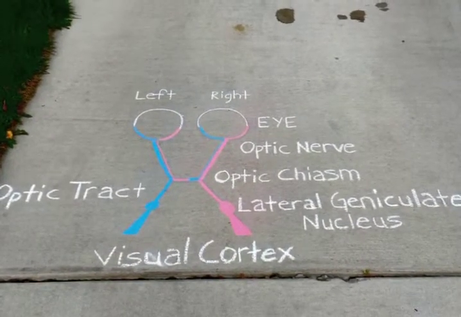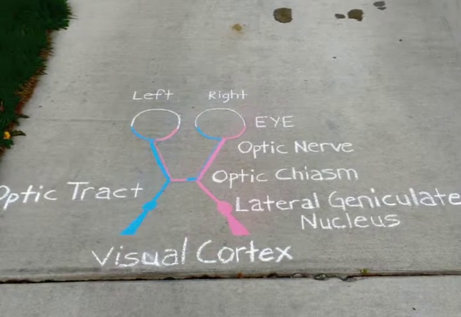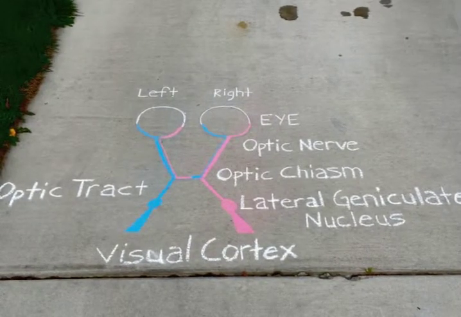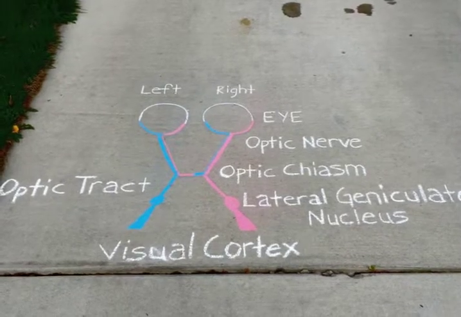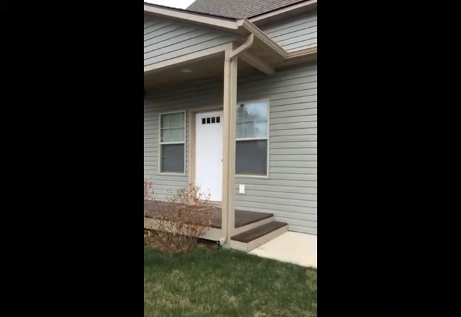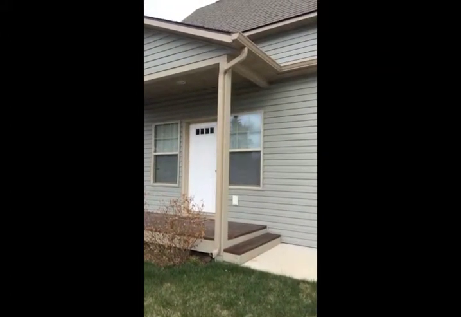From the retina, the first synapse is in the lateral geniculate nucleus of the thalamus. The next synapse is made in the primary visual cortex in the occipital lobe. Your brain processes this information and flips the image right side up.